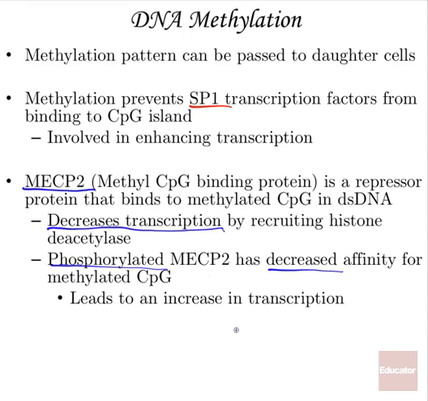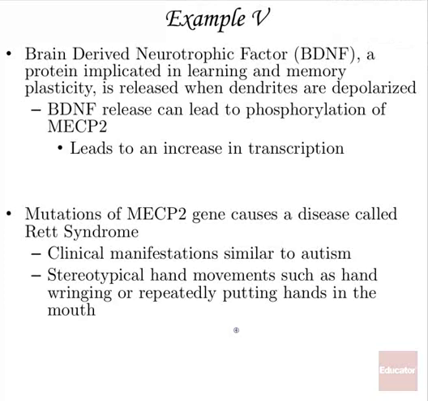So let's look at an example using MeCP2. So we have a protein called BDNF, brain-derived neurotrophic factor. It's a protein implicated in learning and memory plasticity. So basically being able to retain your memories, okay, and reorganize them. Okay, this BDNF is released when our dendrites, which is a neural cell, get depolarized, so activated. BDNF release can lead to a phosphorylation of MeCP2, meaning it will now not be able to bind the DNA very well, meaning you have an increase in transcription. Okay.